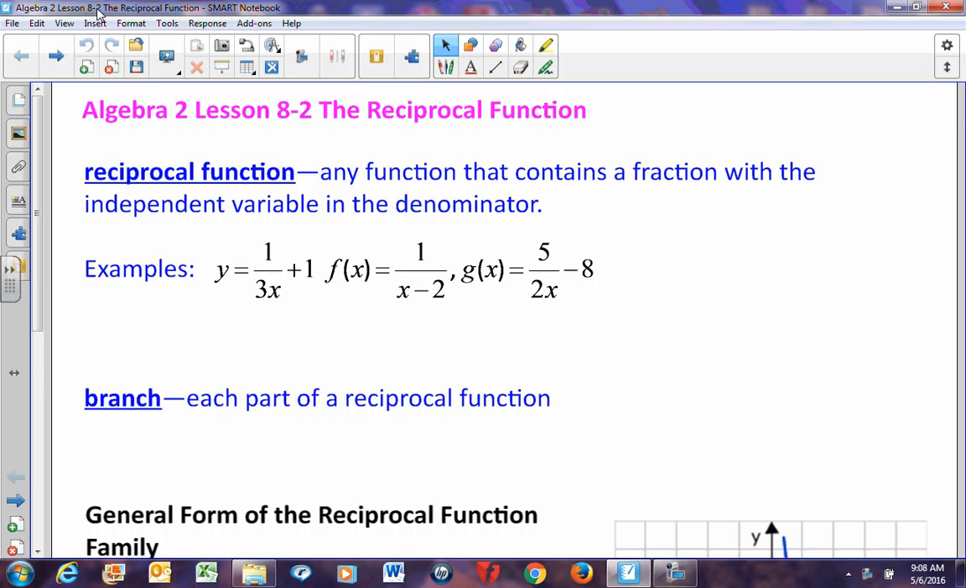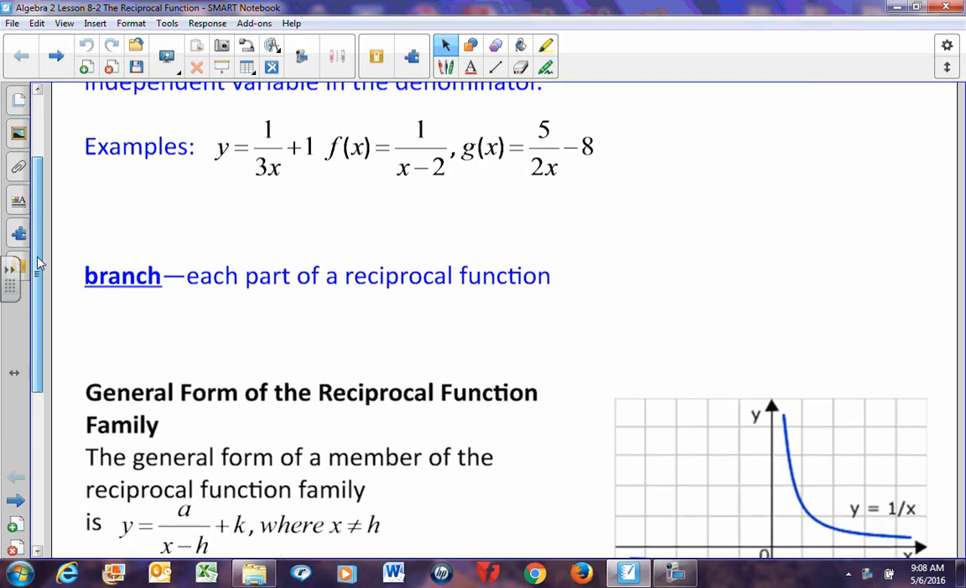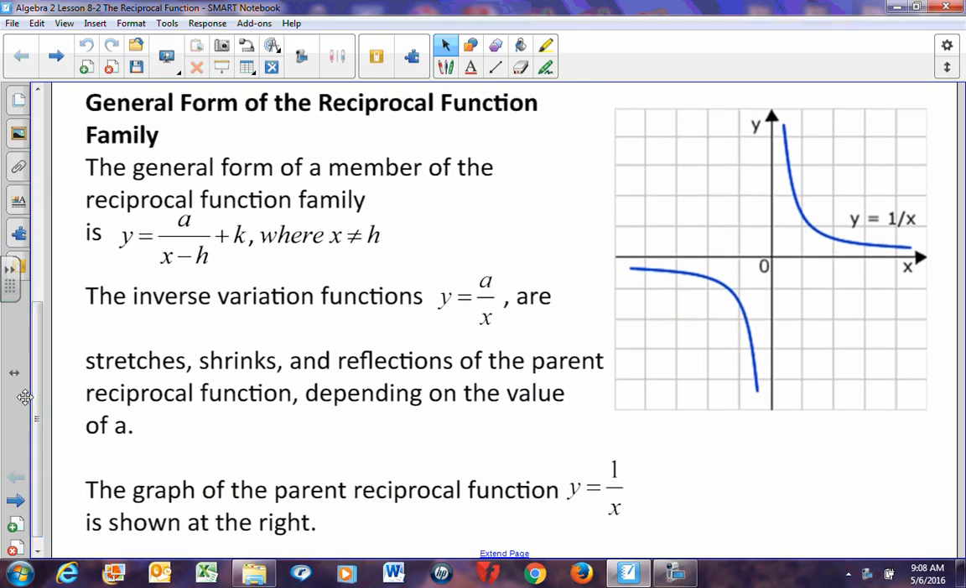A branch is each part of the reciprocal function. When you work with the general form of the reciprocal function family, remember we always have the general form of an equation, and we've always been using h and k. This will stay the same in this instance as well. The general form of a member of the reciprocal function family is y equals a over x minus h plus k, where obviously x cannot equal h, because if it did, you'd have a 0 in the denominator, which is not fine. The inverse variation functions are y equals a over x. They are stretches, shrinks, and reflections of the parent reciprocal function, depending on the value of a.